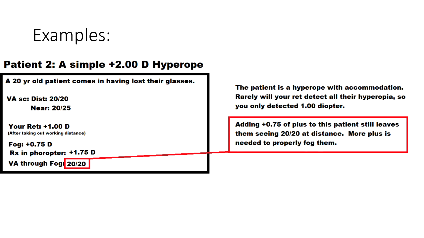This is an example where the fog has not been added properly. In this situation, you need to add even more plus till you get them to 20/40. So we add another +0.75 or +1 diopter, and what you'll find is their acuity will then drop finally to 20/40, and you can progress through refraction.